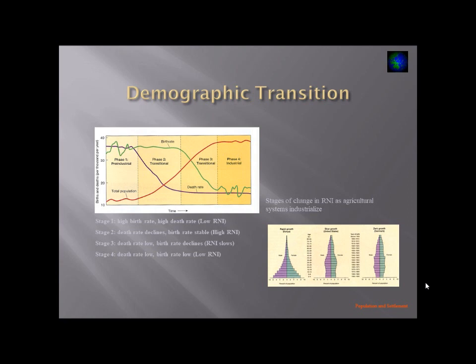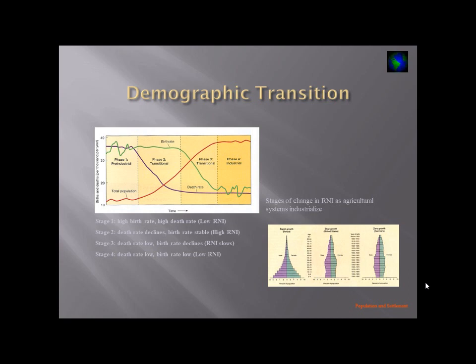Stage 2 is a transitional stage where medical care becomes better, longevity might increase a little bit, death rate declines, birth rate remains stable. So what happens if the birth rate is high and the death rate declines? You're going to experience rapid population growth. So you can notice the red line is spiraling upward, high rate of natural increase.